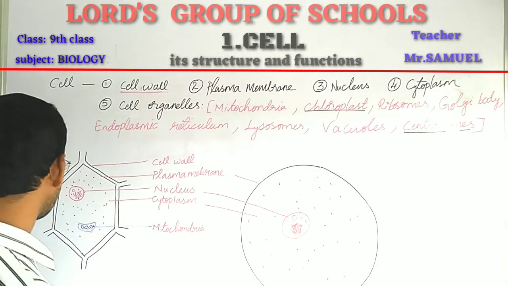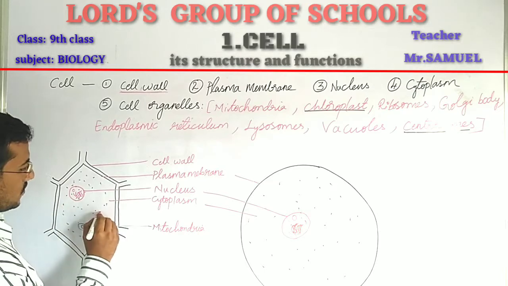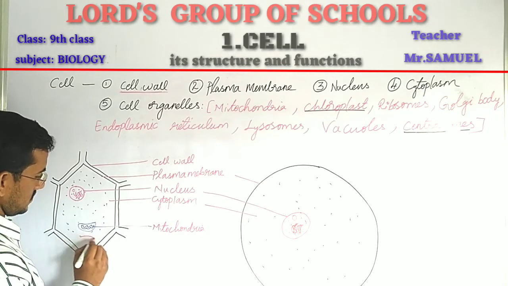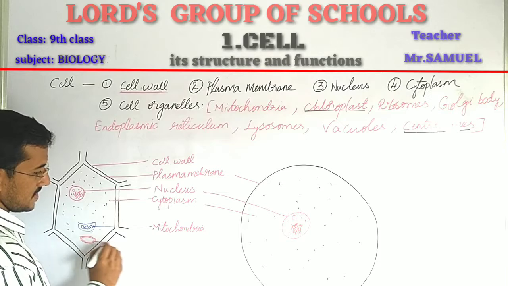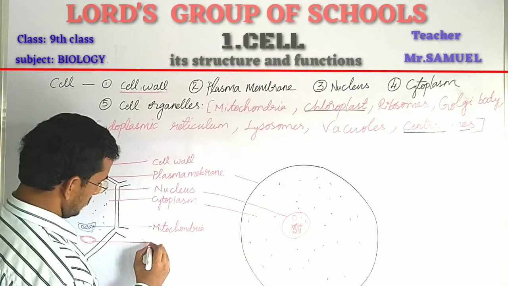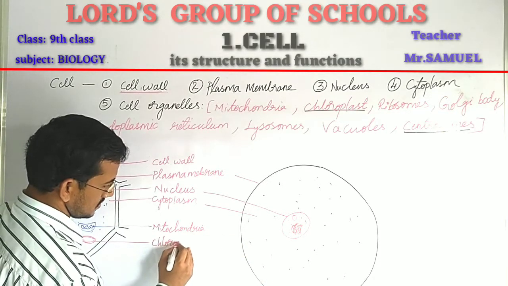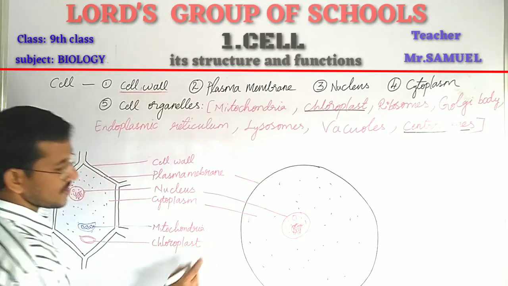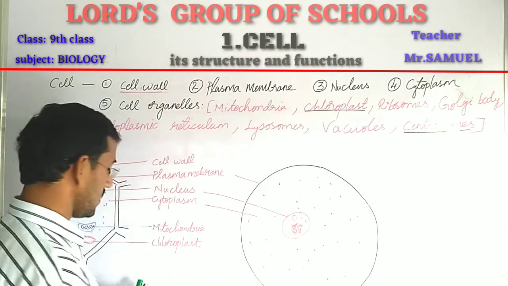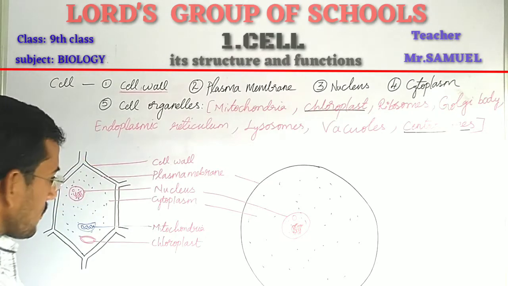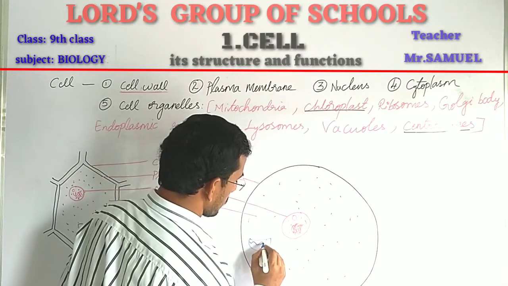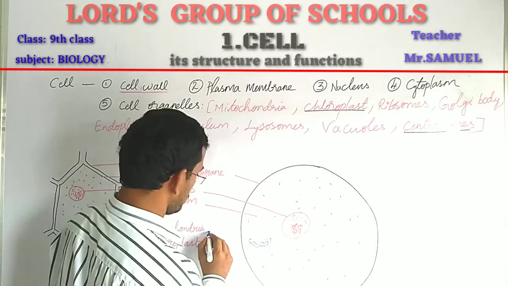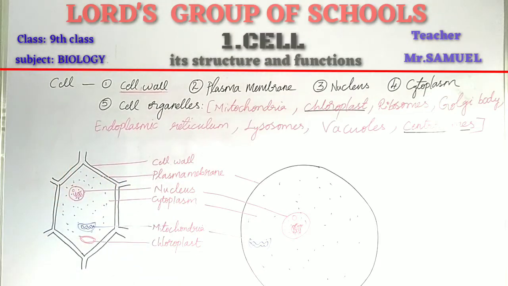Then the next structure is chloroplast. This is chloroplast, this is double membrane, and this chloroplast is absent in animal cell. Chloroplast is not present in animal cell. And this one is mitochondria.